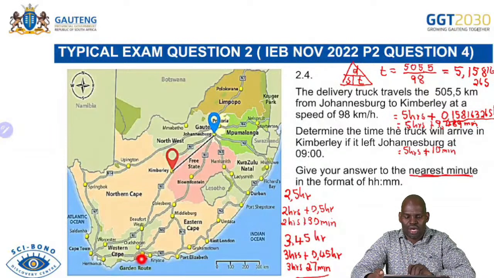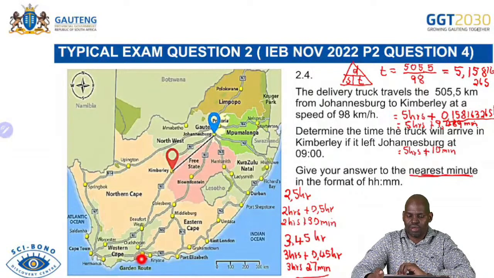Okay, so it means the truck will take about 5 hours and 10 minutes to travel from Kimberley to Johannesburg. Okay, actually it's from Johannesburg to Kimberley. So it's going to take 5 hours and 10 minutes.